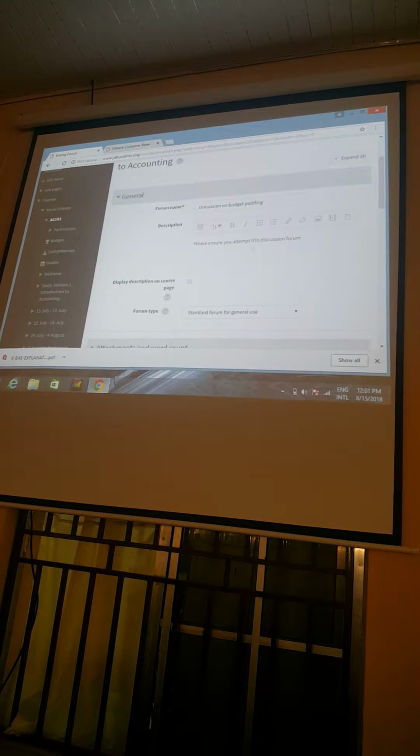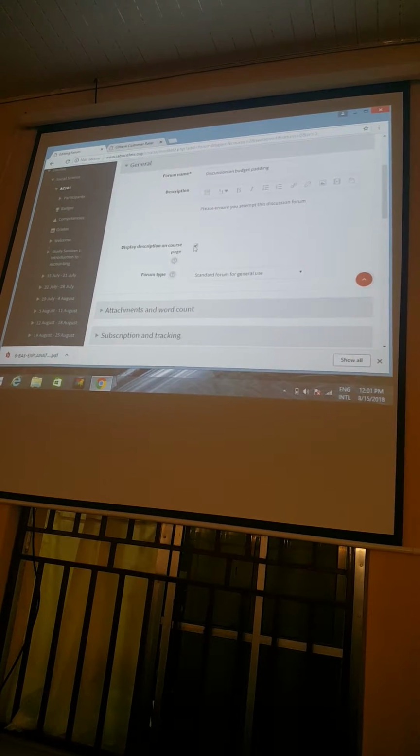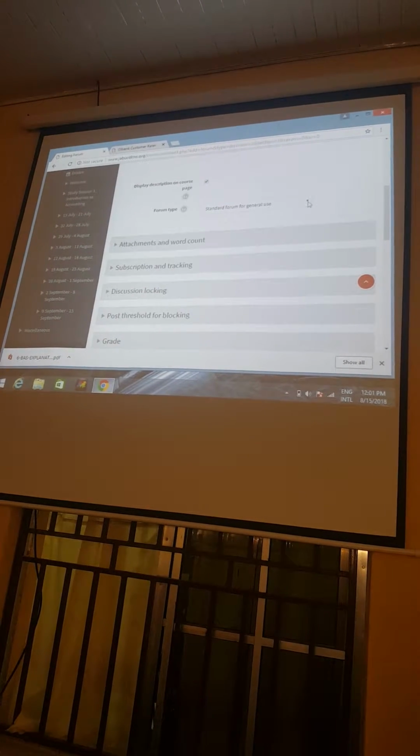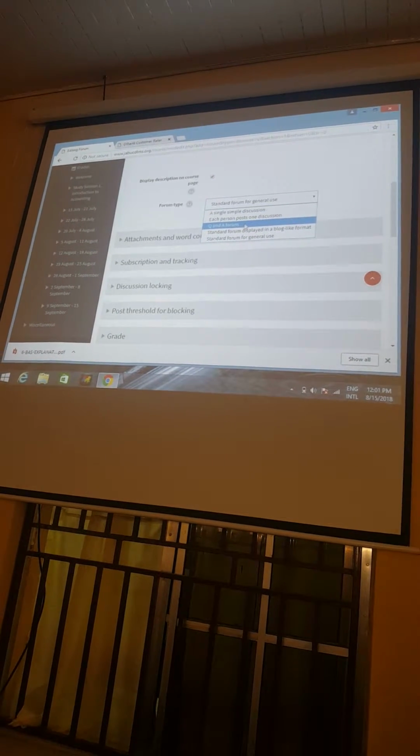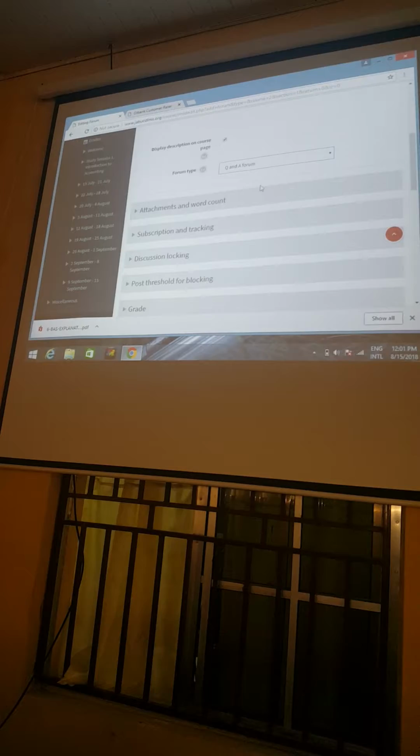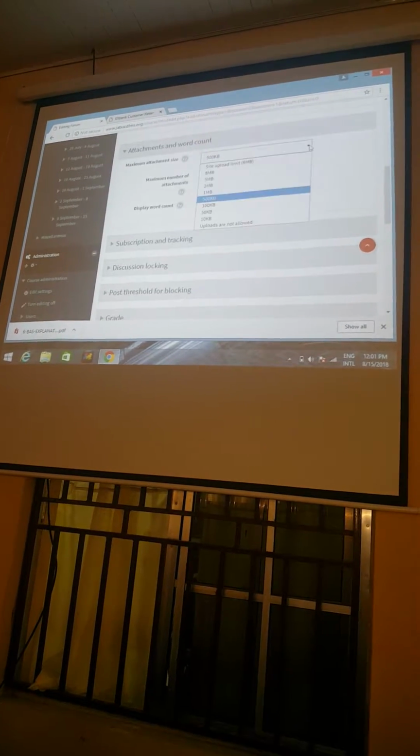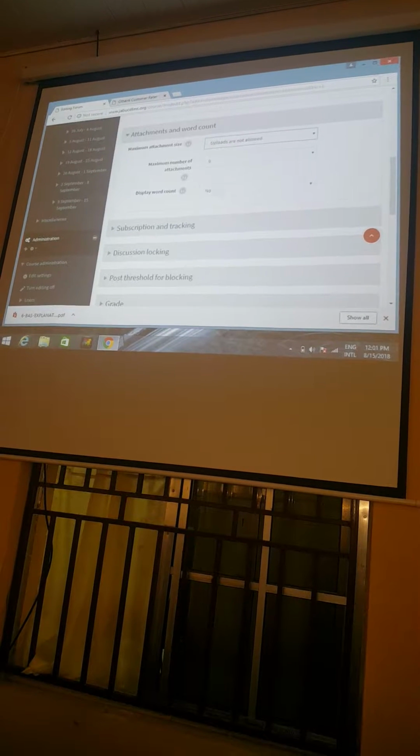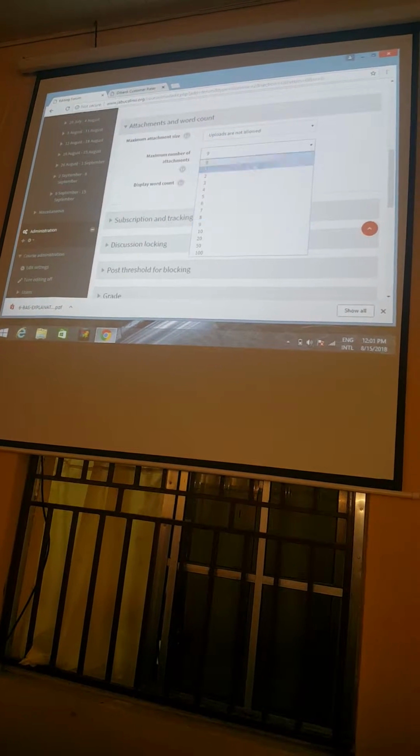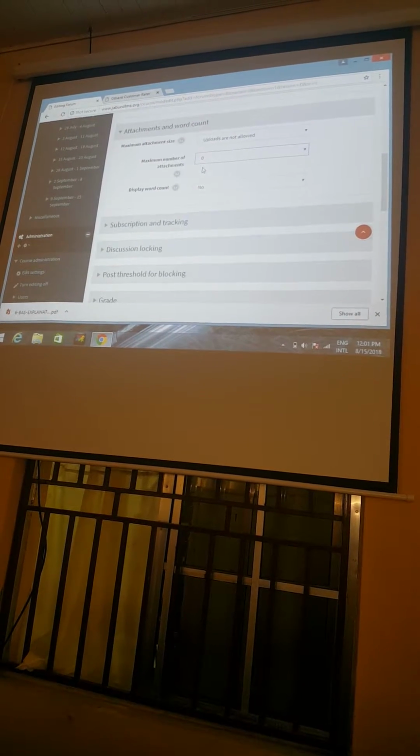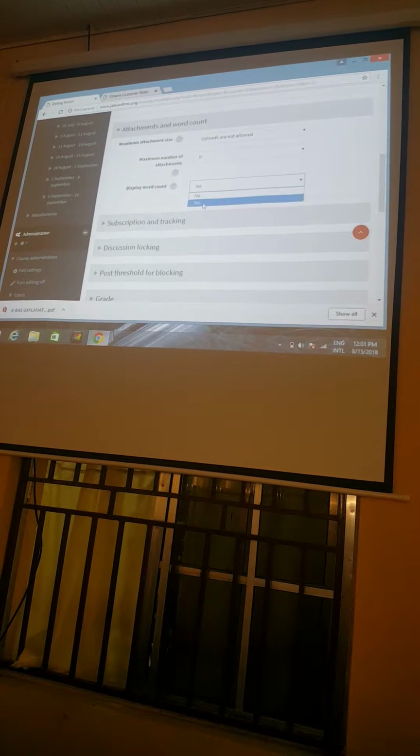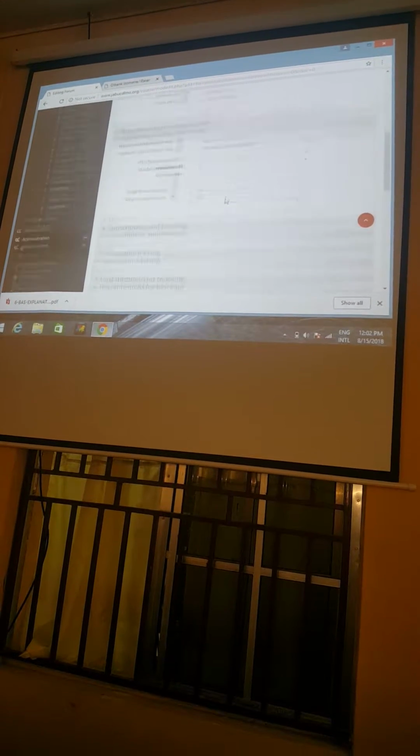Okay. Now display description on course page and forum type. What should be forum type? Question and answer forum. Very good. Attachment and word count. We'll say uploads are not allowed, and maximum number of attachments is 0. Okay. And display word count. Yes. Okay.